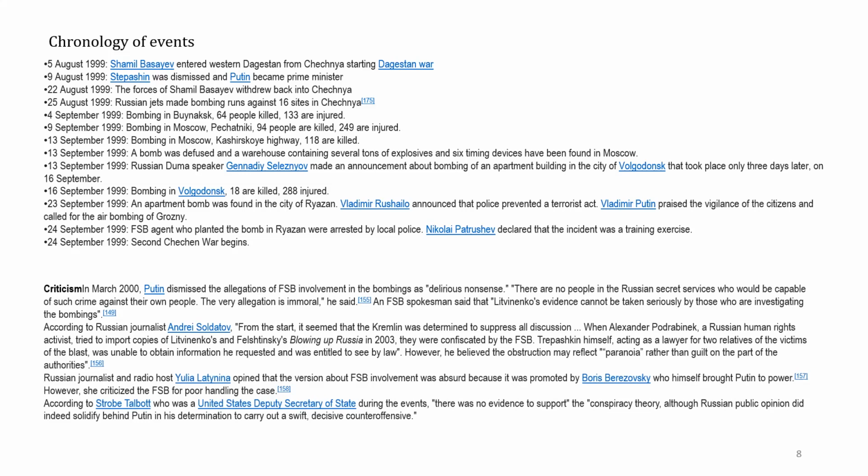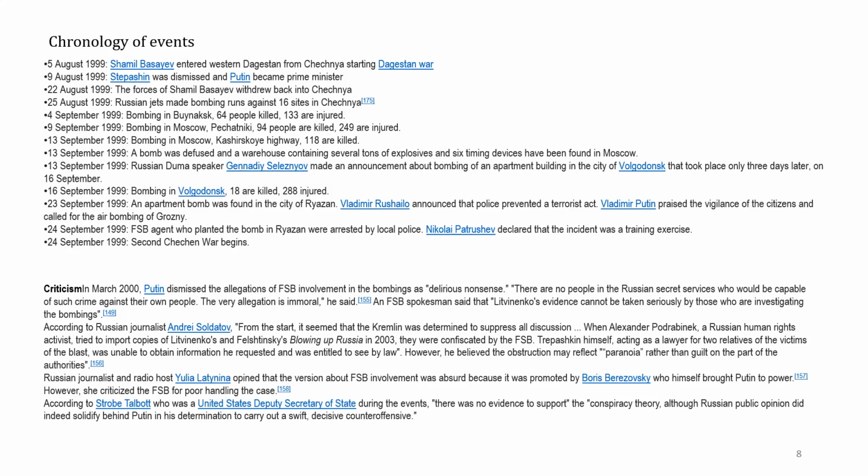Criticism. March 2000, Putin dismissed the allegations of FSB involvement in the bombings as delirious nonsense. There are no people in the Russian Secret Service who would be capable of such crime against their own people. The very allegation is immoral, he said. An FSB spokesman said that Litvinenko's evidence cannot be taken seriously by those who are investigating the bombings.